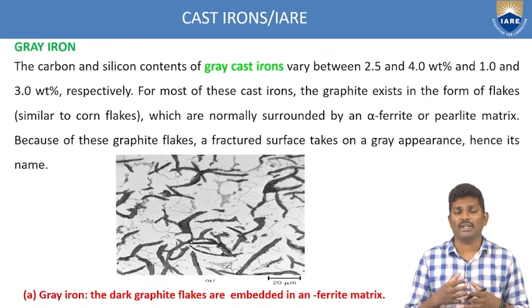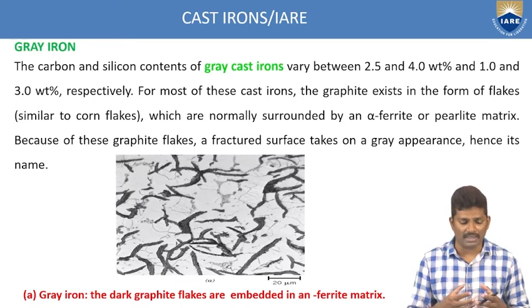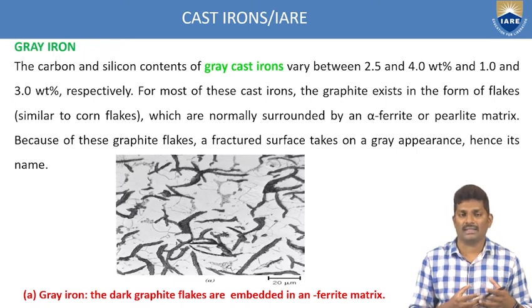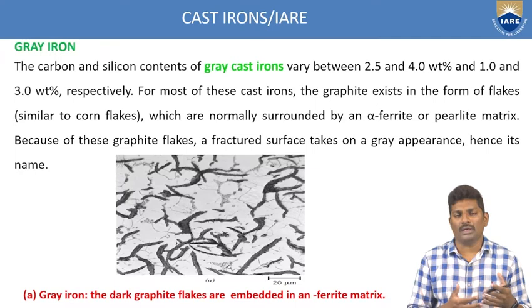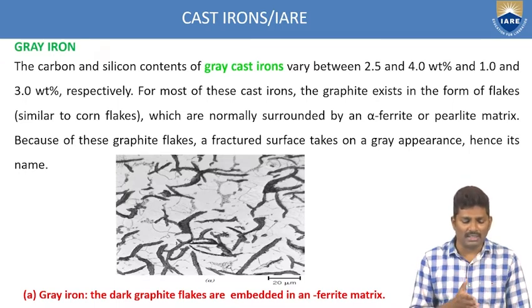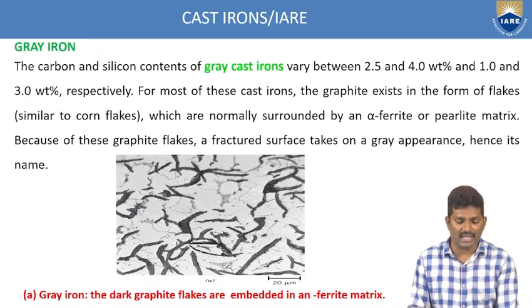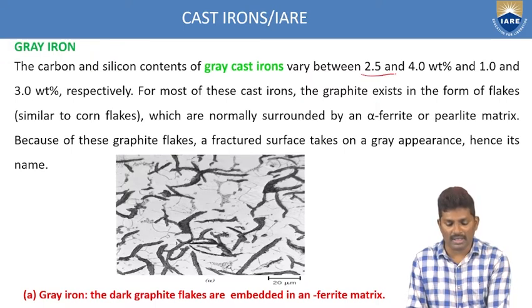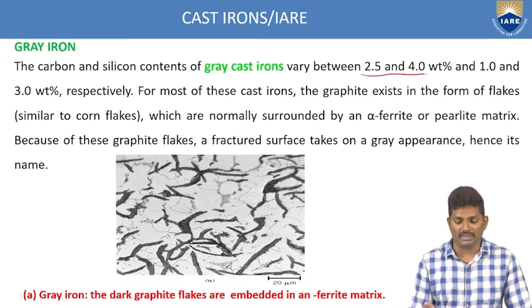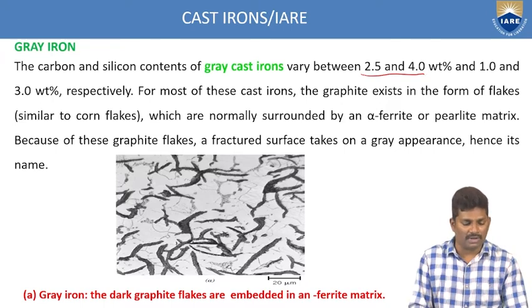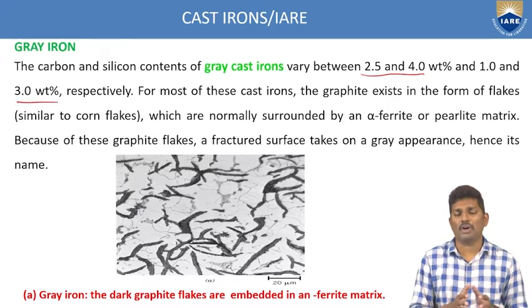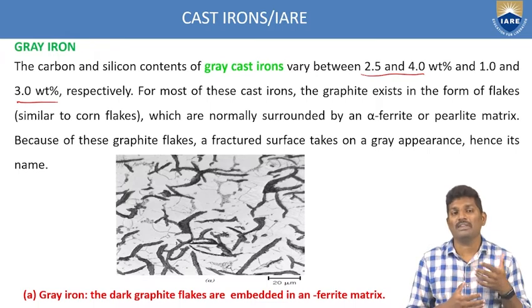Now, slowly if you change the composition, what is happening here? You are getting the grey cast iron. So what cast irons are there? Generally these cast irons are found above 2.41 weight percentage of carbon. Now if you try to identify the composition for the grey cast iron, the carbon and silicon contents vary between 2.5 and 4.0 weight percentage and 1.0 to 3 weight percentage respectively. So depending upon the compositions, your alloys vary.